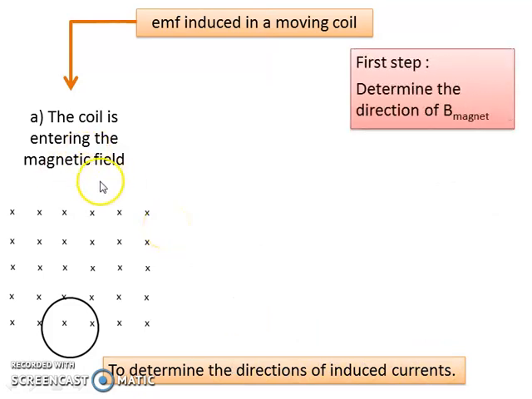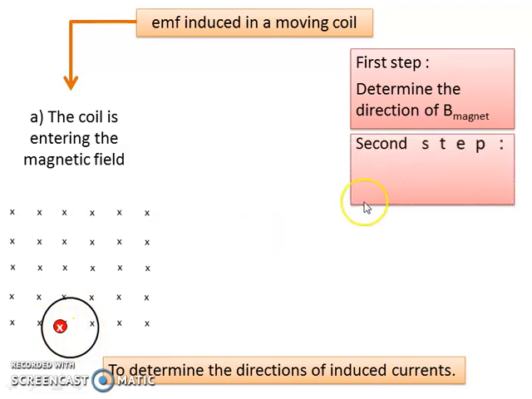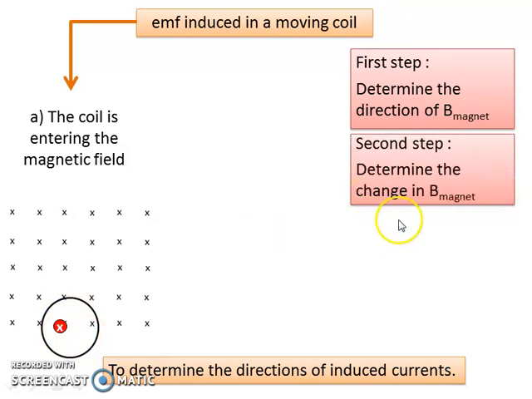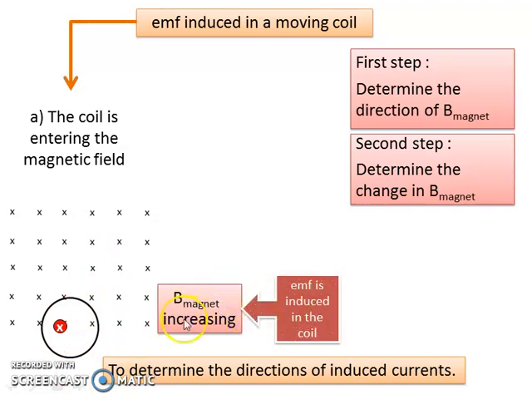When the coil is entering the magnetic field, first step, determine the direction of the B magnet. B magnet is into the screen, shown by the cross drawn here. Second step, determine the change in B magnet. The B magnet is increasing because as the coil enters the magnetic field, the field in this area becomes stronger. When there is a change in the magnetic field, there is also a change in magnetic flux. And when there is a change in magnetic flux, EMF will be induced in the coil. This is from Faraday's law.